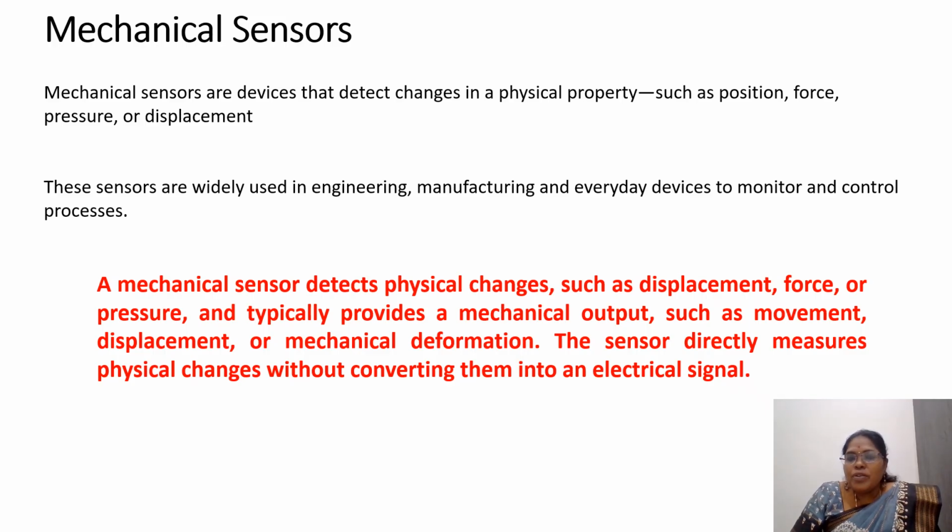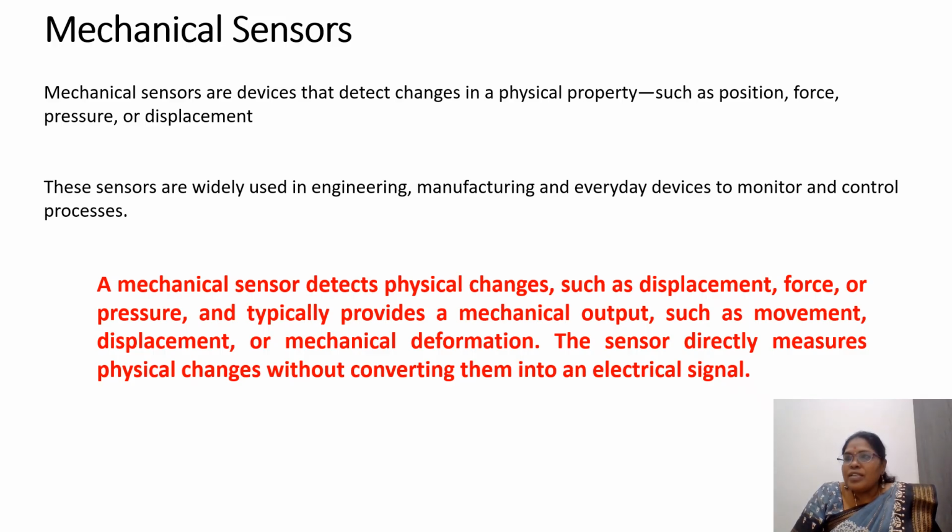Now we are going to see what a mechanical sensor is. A mechanical sensor also detects some changes. What changes will it detect? It will detect some physical properties, such as force, or pressure, or displacement or position. If it detects these types of physical properties, then it comes under the category of mechanical sensors.